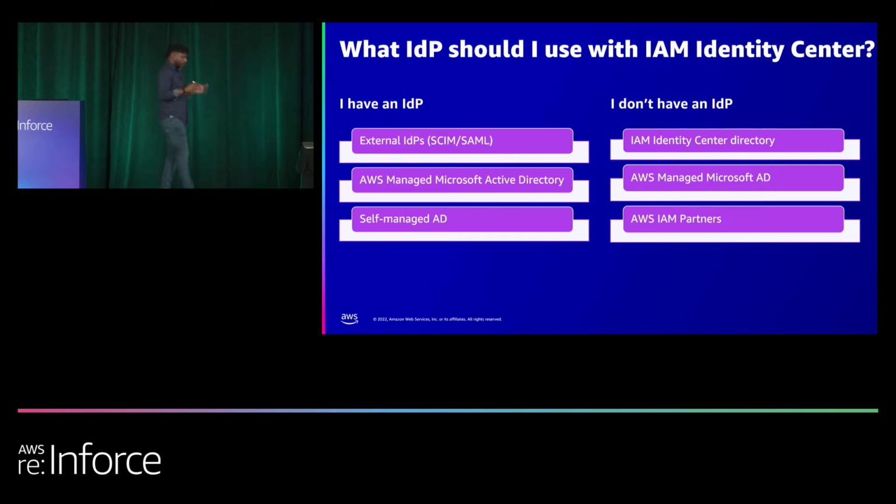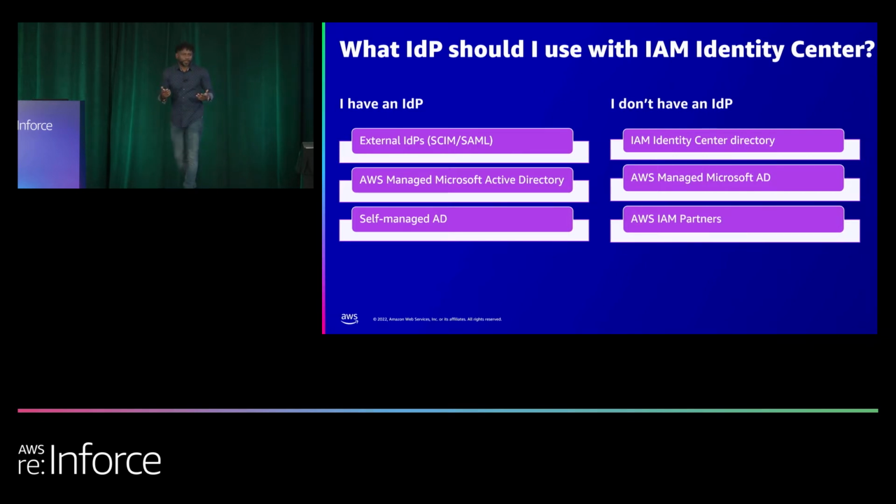Now, a common question that customers often ask me is, what IDP should I use with Identity Center? Consider this just a quick decision matrix for helping you figure out what to use. If you have an existing IDP, whether it's Microsoft AD or some other external IDP, Okta, etc., use it, right? It will make your life much easier. You already have that IDP as a system of record, so you could basically just use the identities and the settings you have and pull that into Identity Center.